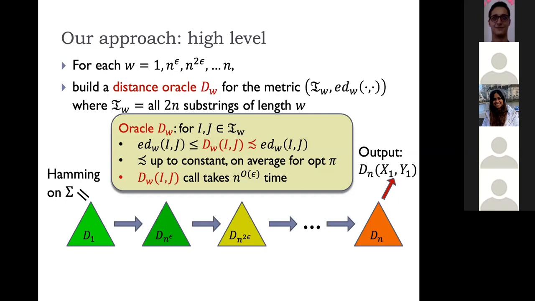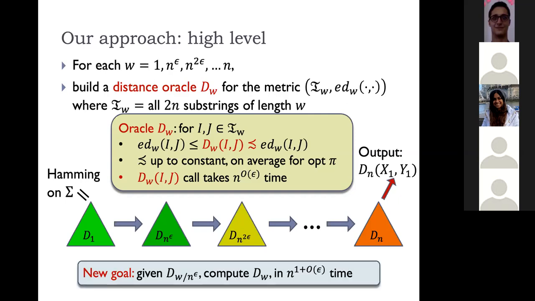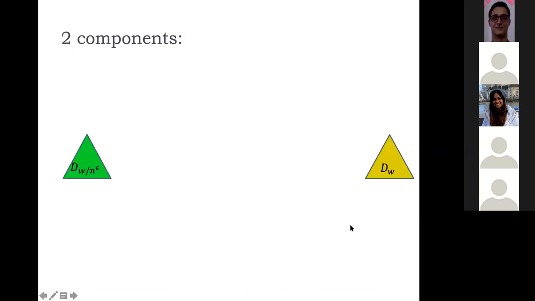So now what needs to be described, and where all the action happens, is how we implement one of these bluish arrows. In particular, given a distance oracle for strings which are a little bit shorter, how to compute a distance oracle for a little bit longer strings in time which is nonlinear, n to 1 plus order epsilon. So this is what we'll focus on now. We are given a distance oracle for strings of length w divided by n to the epsilon. We need a distance oracle for strings of length w.